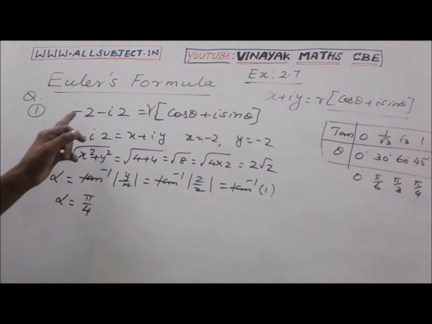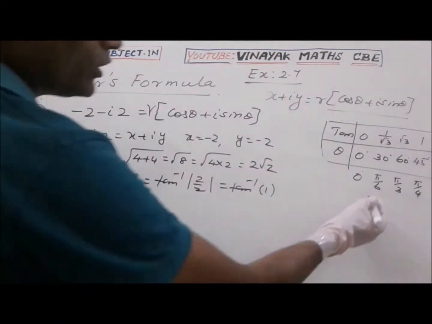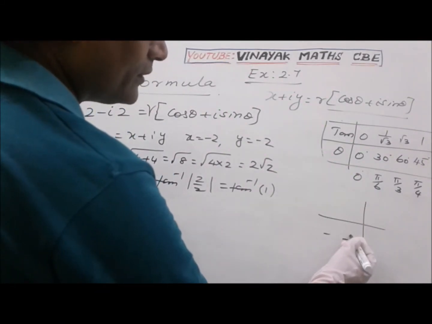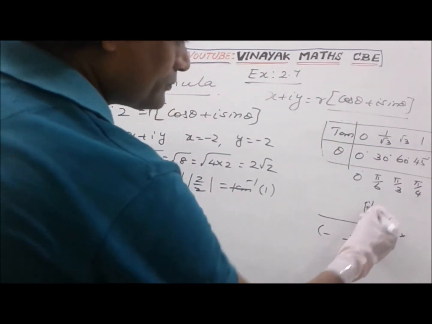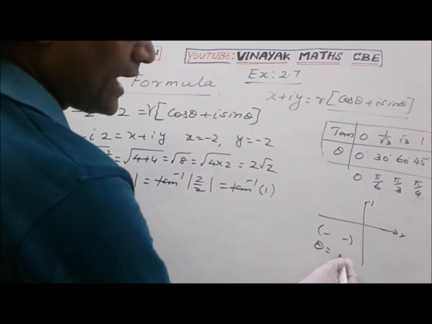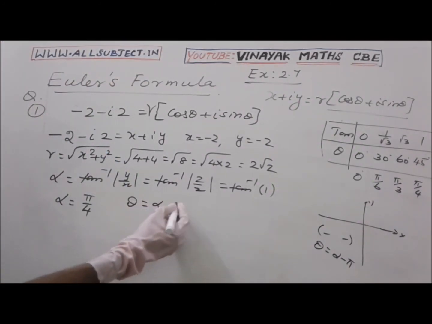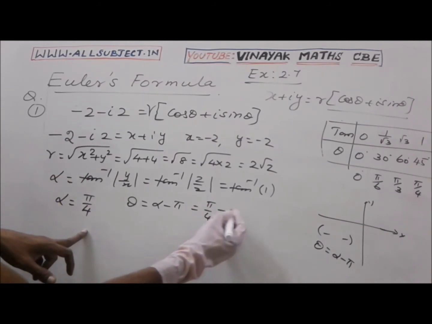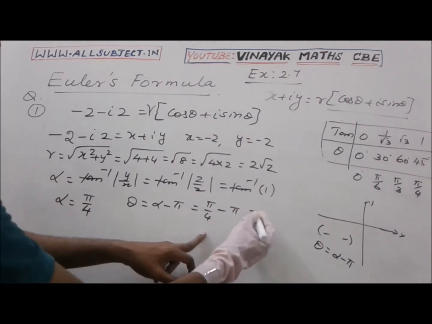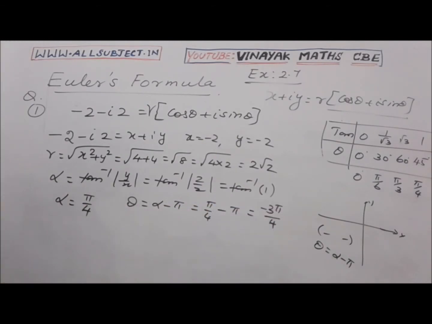Now check the quadrant in which the complex number lies. Both are negative, so minus minus means it is in the third quadrant. For the third quadrant we have theta equal to alpha minus pi. So alpha, which is pi by 4, minus pi. Simplifying this, we get minus 3 pi by 4. So the theta is minus 3 pi by 4.